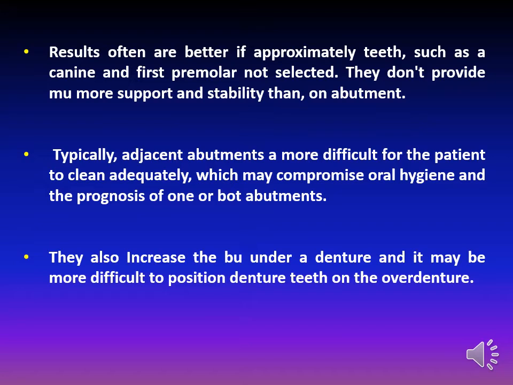Results often are better if adjacent teeth such as canine and first premolar are not selected. They do not provide more support and stability than one abutment. Typically, adjacent abutments are more difficult for the patient to clean adequately, which may compromise oral hygiene, and the selection of one root is better for overdenture.